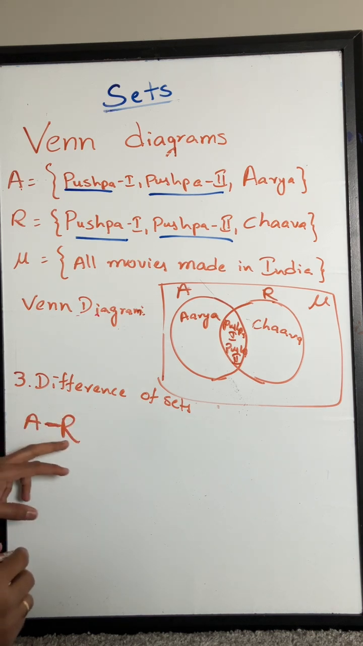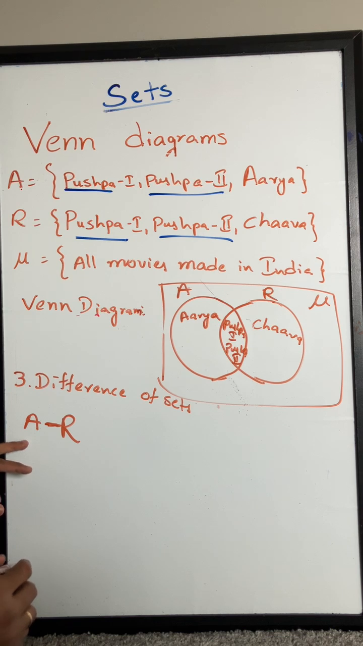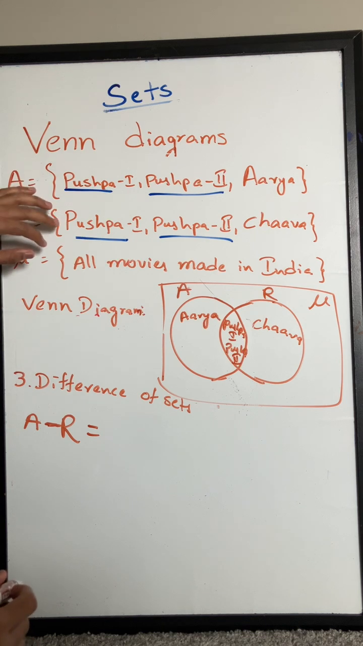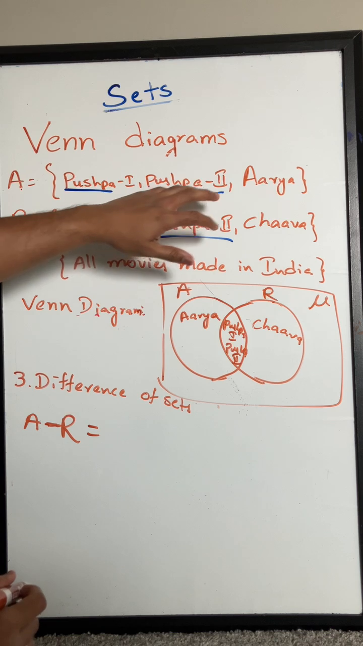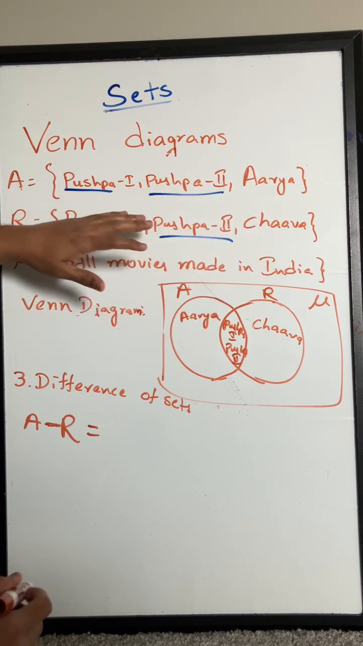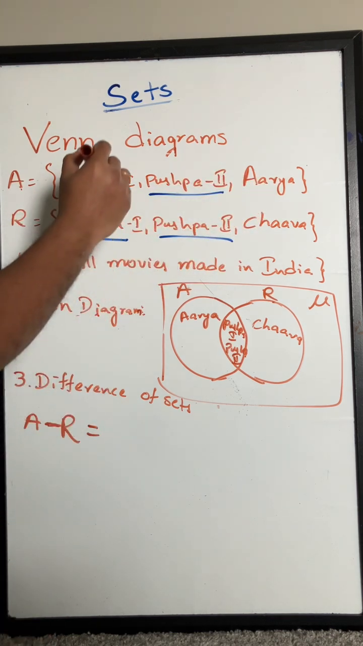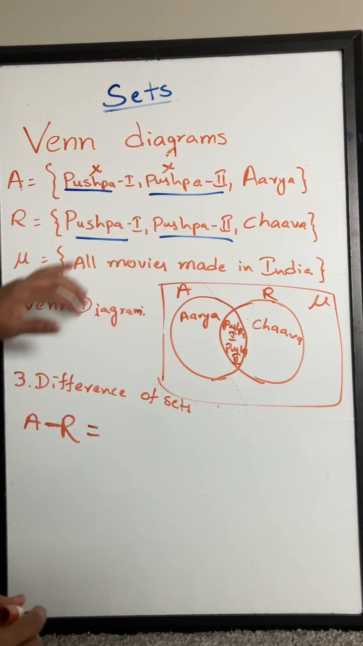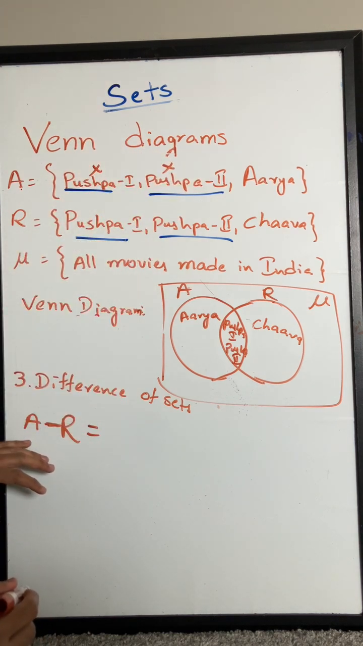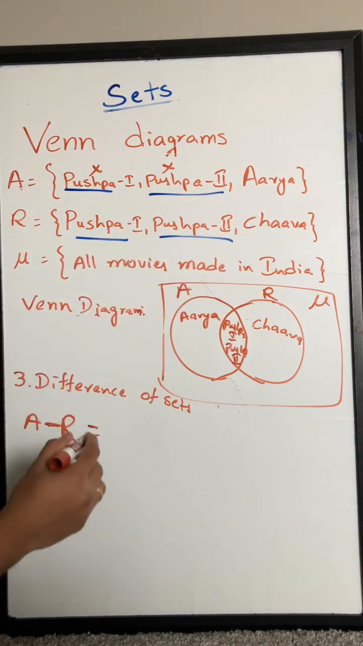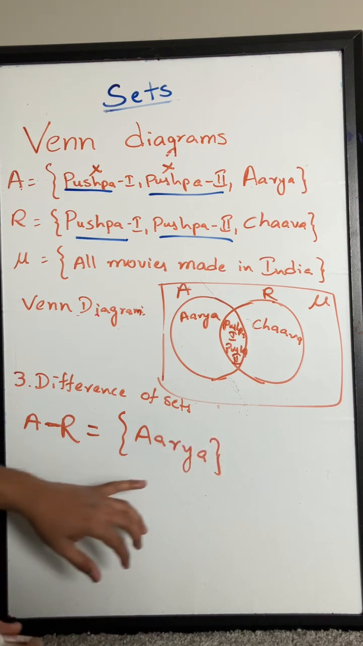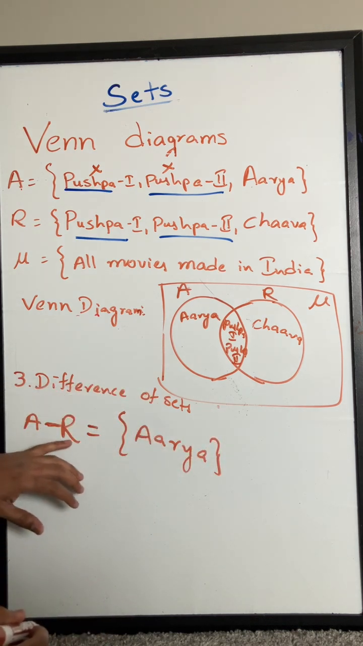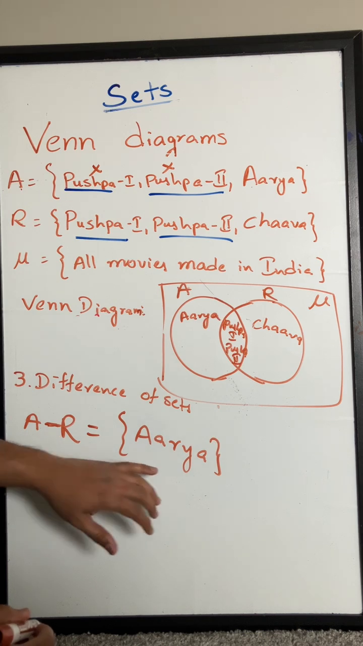We are subtracting Rashmika's movies from Allu Arjun's movies. So how do we represent it? We have to remove Rashmika's movies from Allu Arjun's. Allu Arjun acted in Pushpa 1, Pushpa 2 and Arya. If we remove Rashmika's movies from Allu Arjun's movies, we have to cut this one and this one, right? Because we have to subtract it, the only movie left in Allu Arjun's is Arya. That is called A minus R. So A minus R is only Arya.